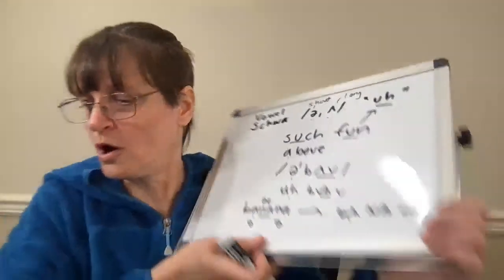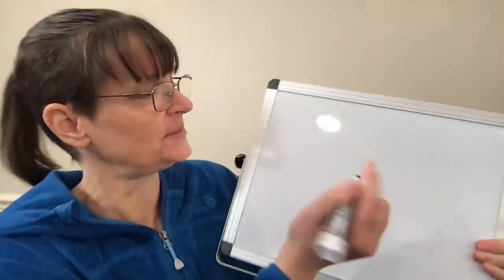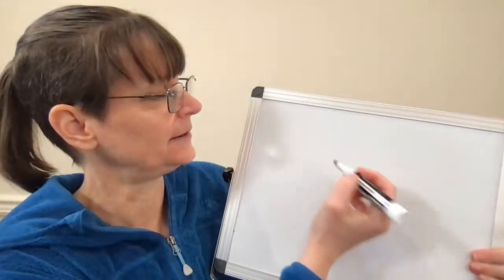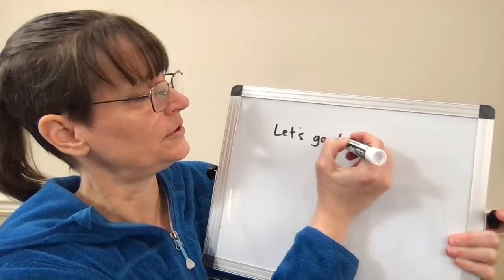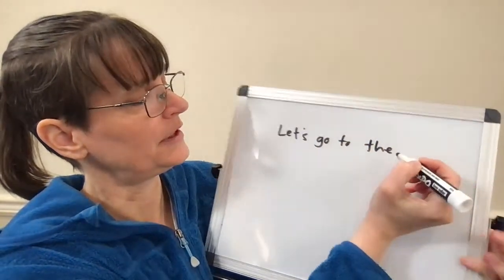We also use schwa in connected speech for what I like to call real talk. So what we do as native speakers of English is that we don't say words word by word. I'm not pronouncing each word with all of its sounds by itself in isolation. When I'm talking in connected speech, there's a lot of linking and reducing going on. So if I'm saying something like, let's go to the library.